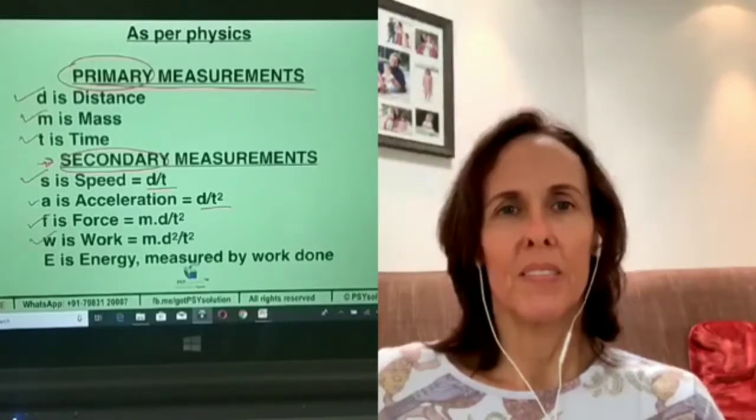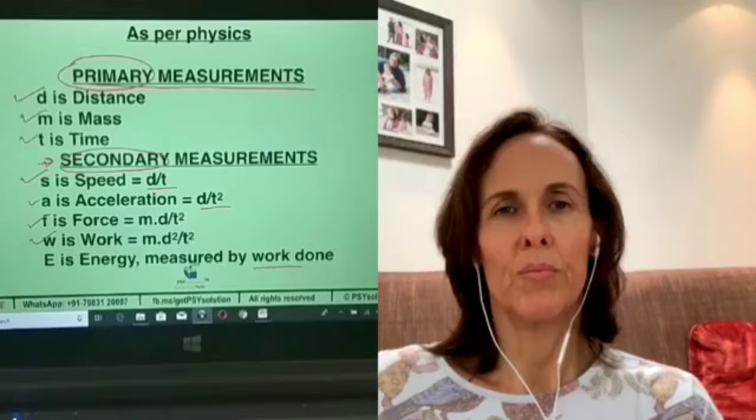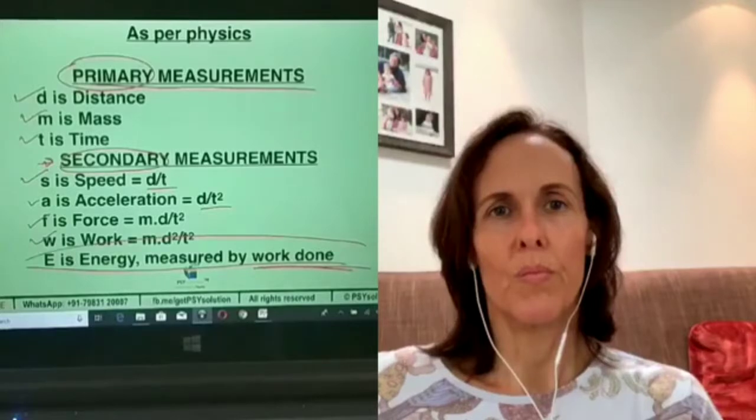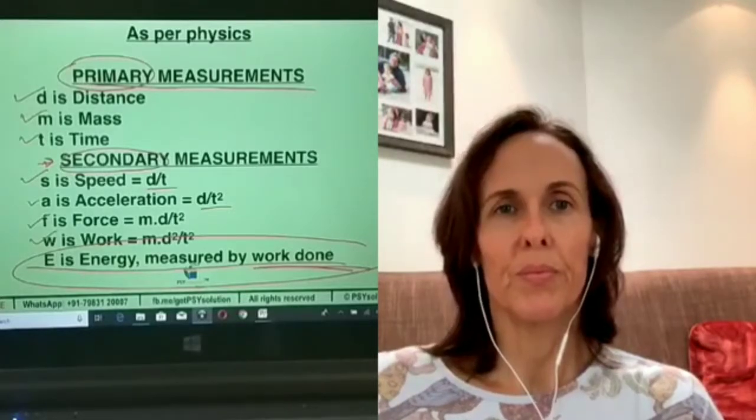Now what is energy? As per physics, energy is capacity to work, and energy is measured by the work done. This we need to understand. Energy is measured by the work done. This is a very important understanding, because we are talking about energy ultimately. So we are converging all our understanding to the energy.